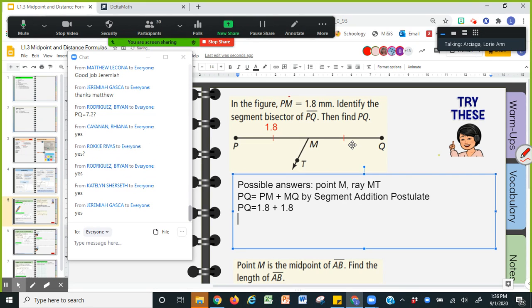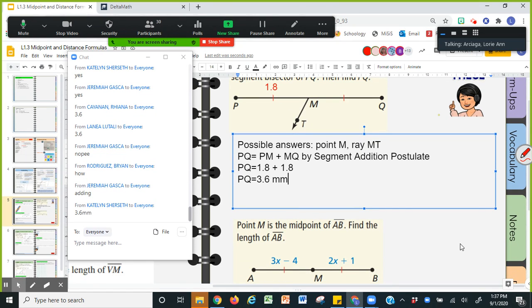Okay, so would it be 7.2 or lower? 3.6. Very good, Rihanna. Okay, and Linnea. All right, so PQ will be equal to the sum of those two, so that will be 3.6. And the unit used is millimeters. Okay. Yes, Caitlin. Thank you so much. That's good. 3.6 millimeters. Cool.